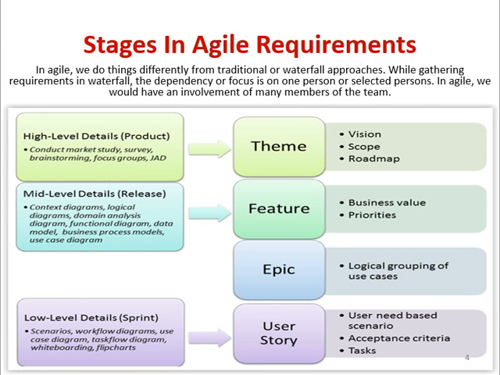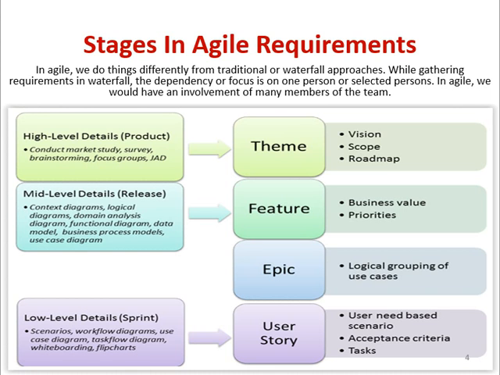In Agile, we do things differently from the traditional or waterfall approach. So on the left side, the HLD, MLD, and LLD are the traditional terminologies. While gathering requirements in waterfall, the dependency or focus is generally on only one person, or a selected person in that particular team. But in Agile, we would have the involvement of many members of the team.